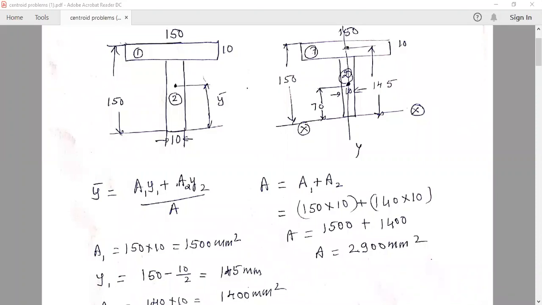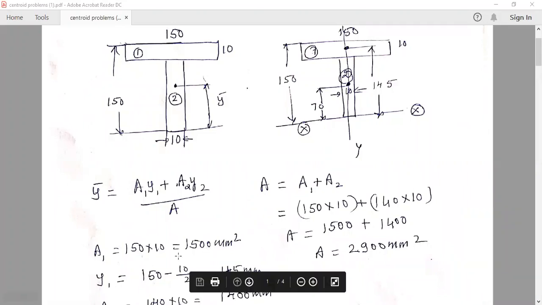So the centroid lies where the two diagonals of the rectangle meet at this point. This point is located from the bottom at a distance of 140 plus 5, because d by 2 is 10 by 2. So from the total 150, if I deduct just 5, I'll get 145. The centroid of the top rectangle, y1, is the distance from the x-axis. So this centroid of the top rectangle, that is y1, is 145 millimeter.